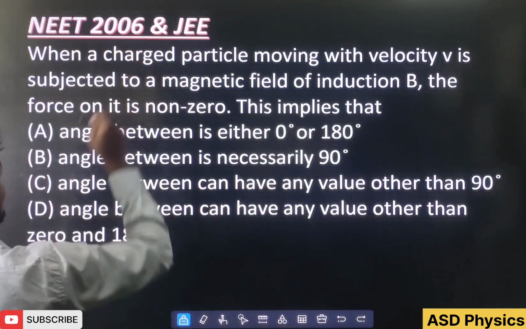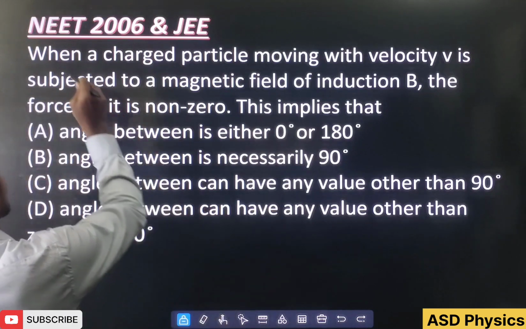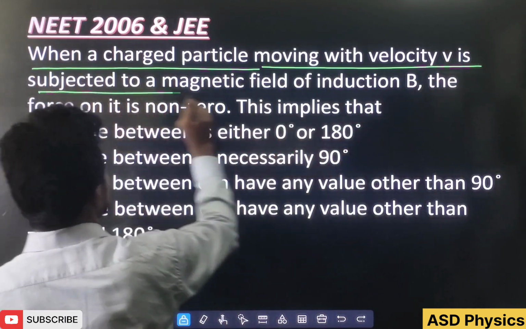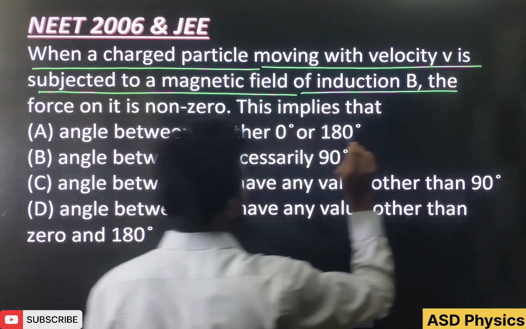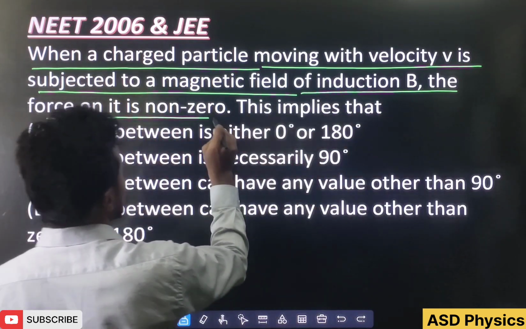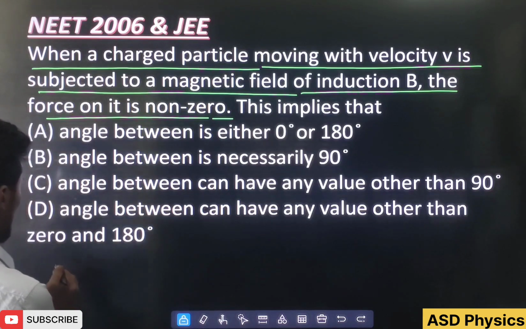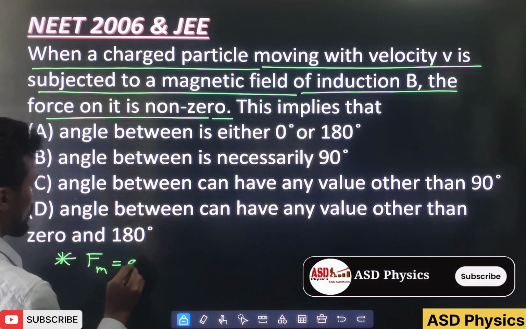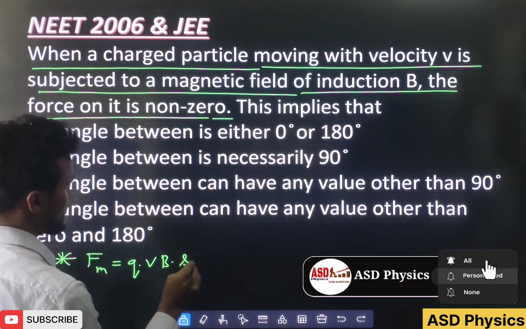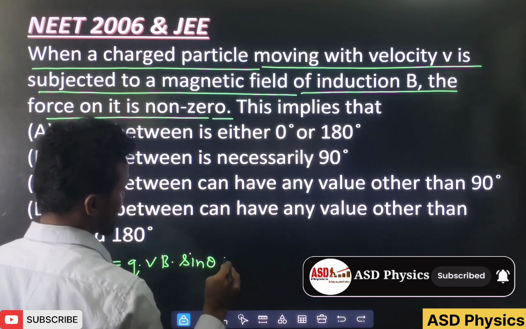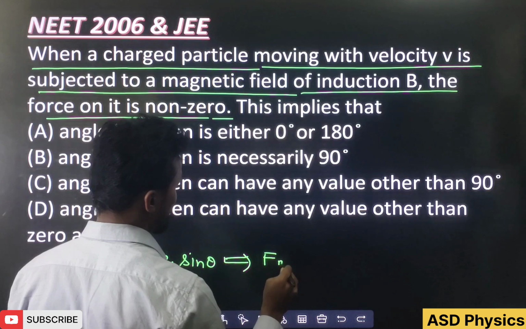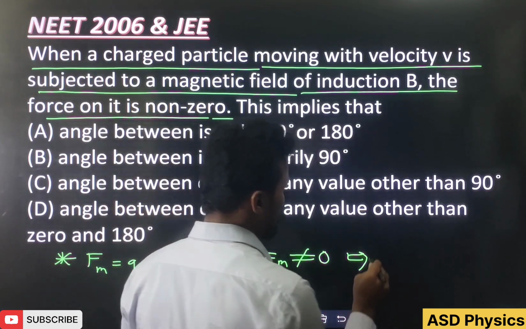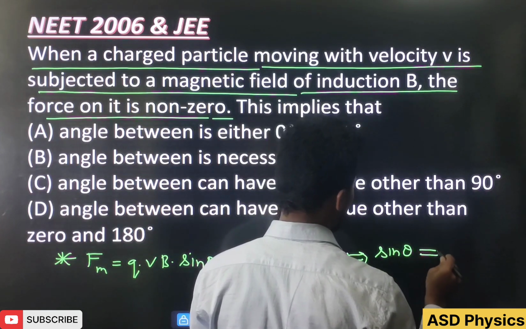The second question was asked in the NEET 2006 exam. When a charged particle moving with velocity v is subjected to a magnetic field of induction B, the force on it is non-zero. So what is the force formula? The magnetic force is equal to QVB sine theta. They are telling us that the force is not 0, and they have given the angle condition. That is only possible when sine theta is not 0.